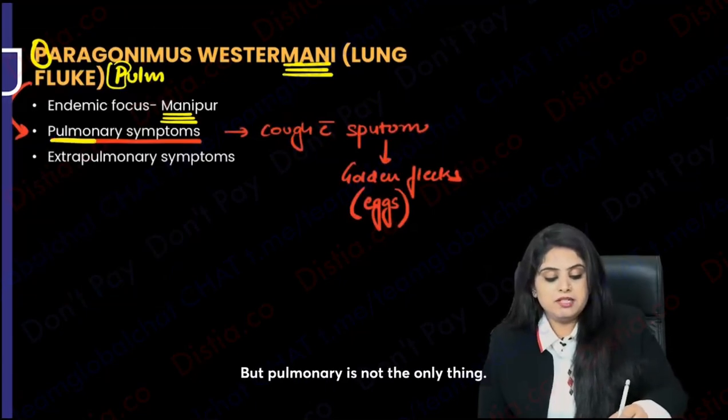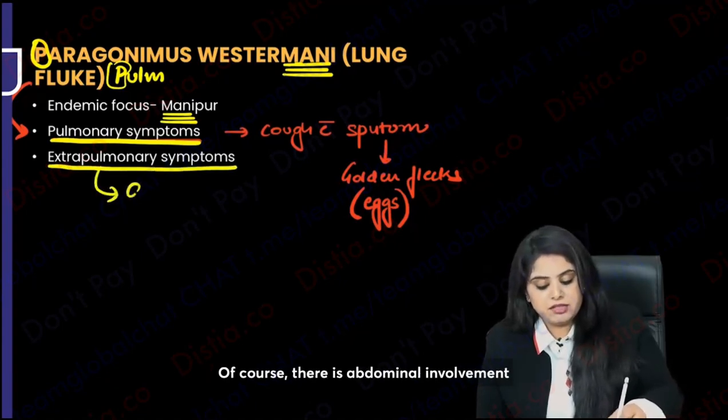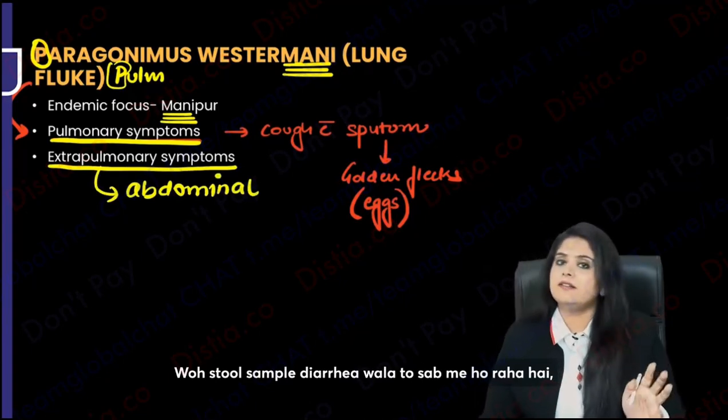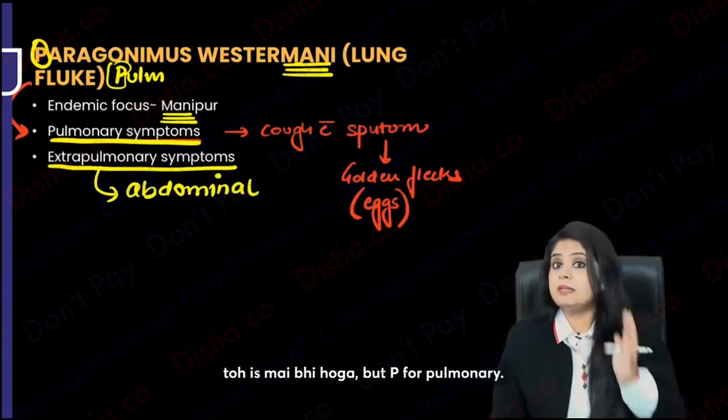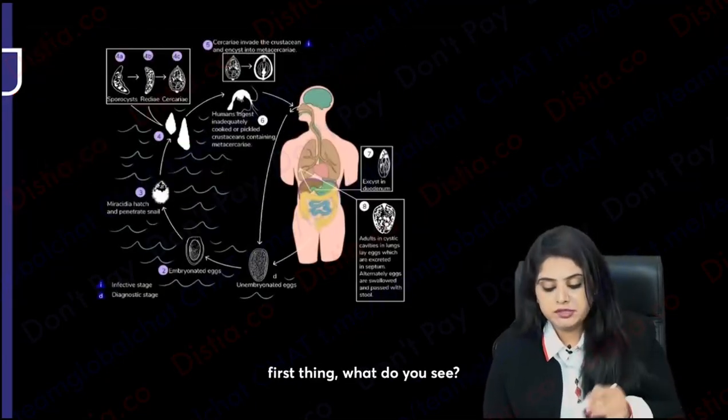But pulmonary is not the only thing. Of course, extrapulmonary symptoms are there. Of course, there is abdominal involvement which occurs in all. The stool sample and diarrhea happen in all of them, so this will have it too. But P for pulmonary. So now if I give you a life cycle, first thing, what do you see?